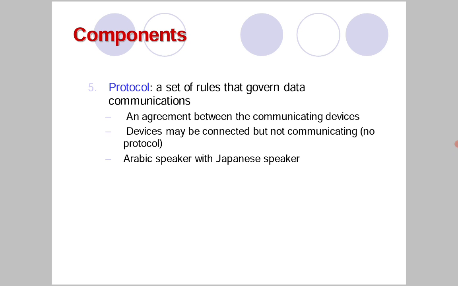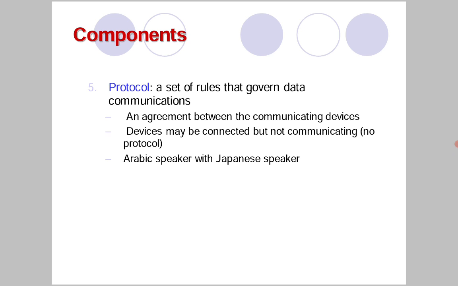Devices may be connected but not communicating. No protocol. That is a simple working of a protocol. So, what is a protocol? Protocol is a set of rules and regulations framed to send and receive data or information over a network. Simply, it is an agreement between the communicating devices.